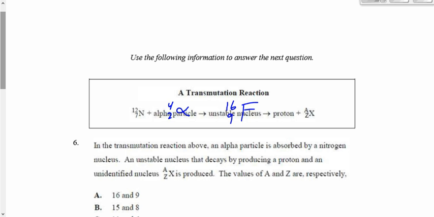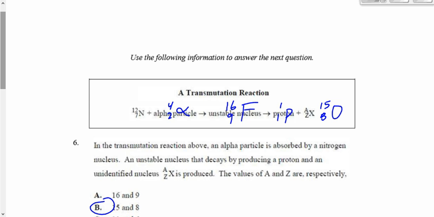Okay. Proton would be 1, 1. And then this would be 15, 8. Oxygen, right? 1 plus 15 is 16. 1 plus 8 is 9. What do we want to know here? We want to know A, Z. So that would be 15 and 8. Does that make sense?